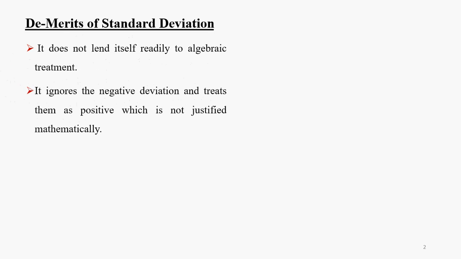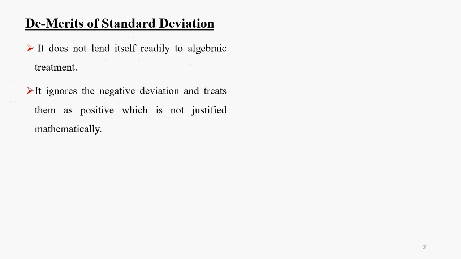Now let us understand what the demerits of standard deviation are. What are the problems? Problem number one: it does not lend itself readily to algebraic treatment. Only with more accurate calculation will it lend itself, but by default it does not lend itself to algebraic treatment. This is the first problem.